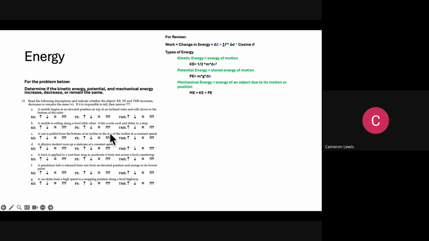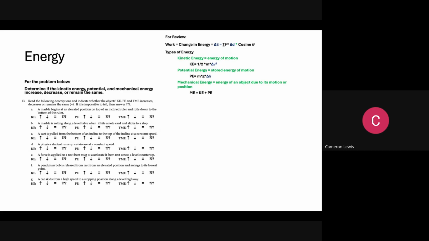With this one, let's take our time and really determine in each scenario if the kinetic energy, potential energy, or mechanical energy increase, decrease, or remain the same. So I've got the definitions up top for which one each one represents. And now we want to just see if it goes up, down, or remains the same. What I'm going to do for this one is circle it in red based off of what we conclude, and we see how we go towards the end.